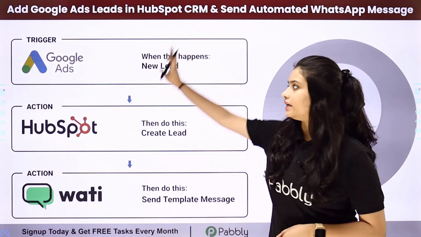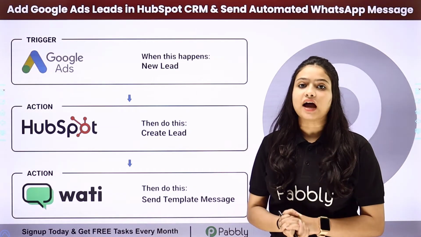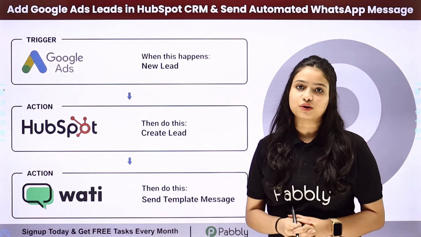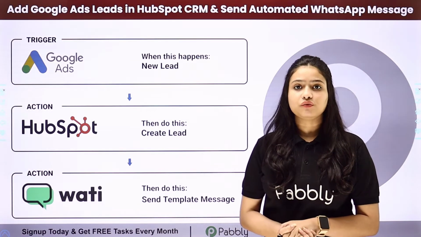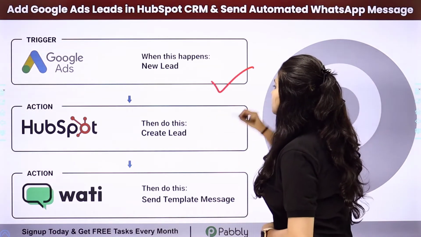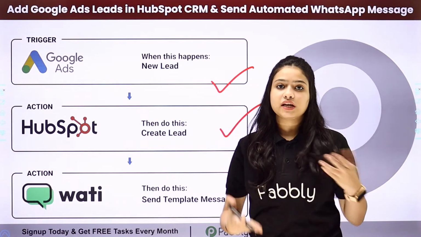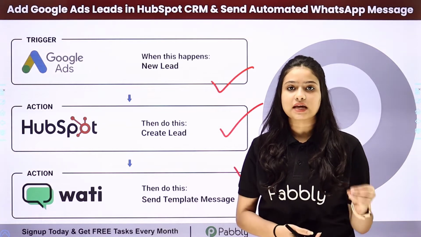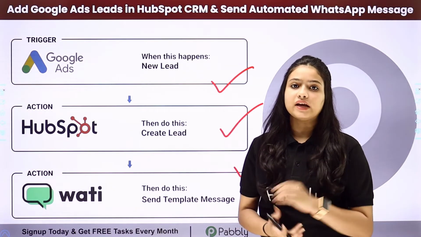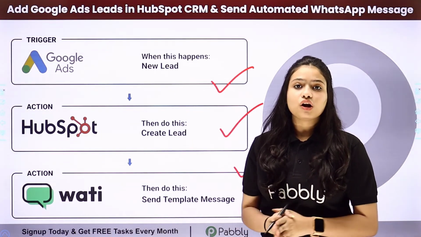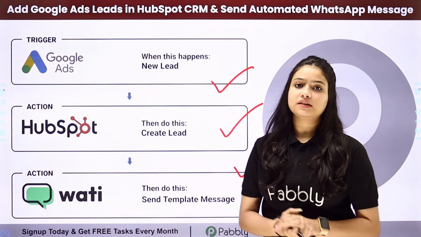For that we will have to integrate all these applications, and for that I am going to use Pabbly Connect, which is an amazing automation and integration software. Now what we are going to do, we have Google Ads in our trigger, HubSpot CRM and Vati in our action. In the place of Vati you can also take any other application through which you want to send WhatsApp template message such as Interact or AI Sensi. Now we are going to connect all of them by using Pabbly Connect in order to automate this entire process.